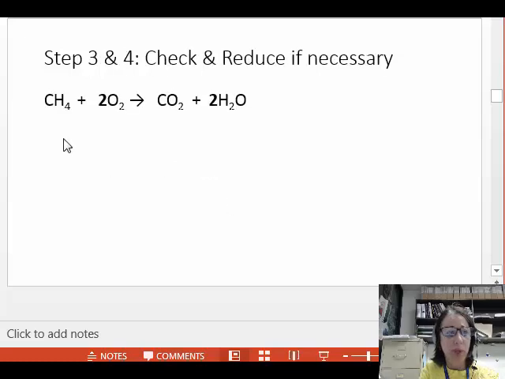Let's double check. 1 times 1 is the same as 1 times 1. Our carbon is balanced. 1 times 4 is the same as 2 times 2. Our hydrogen is balanced. Oxygen is 2 times 2 or 4, and 2 plus 2 is 4. The coefficients are 1, 2, 1, and 2. The greatest common factor for these numbers is 1, so the coefficients do not need to be reduced.